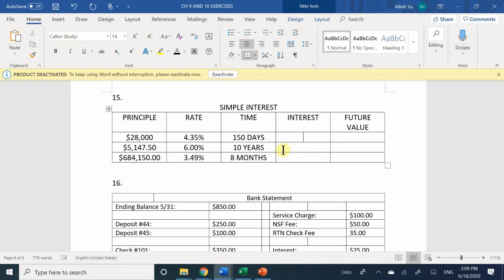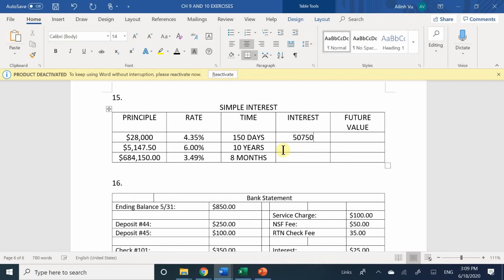Don't calculate 5 divided by 12. What you can do is this: take 28,000, multiply that by 0.0435, then multiply that by 5, and then divide the whole thing by 12. And you should get $507.50. Yes, 507. And what did you say? 50 cents.